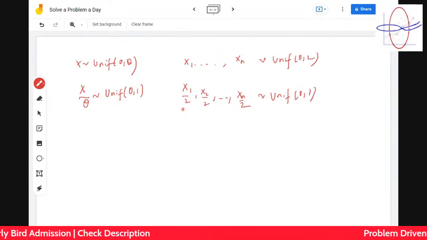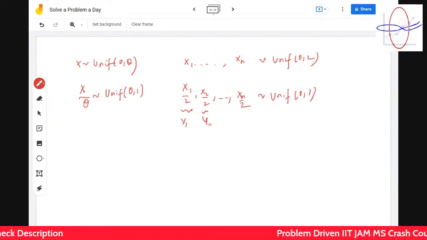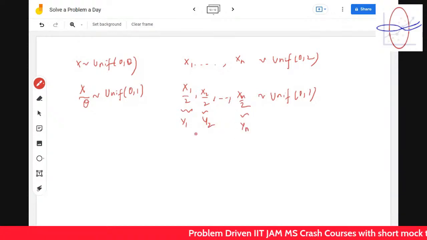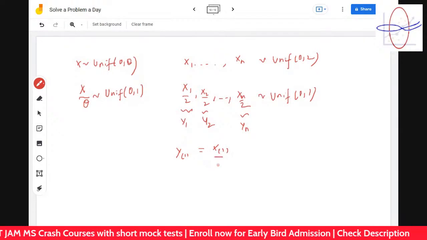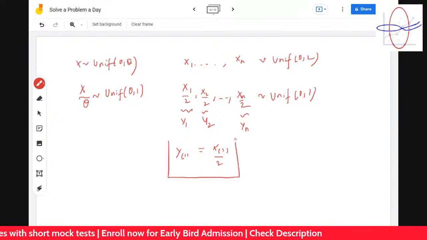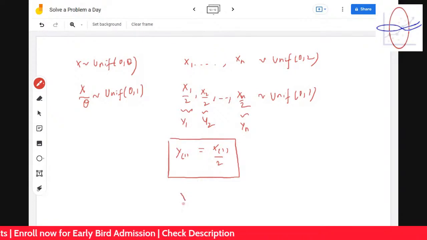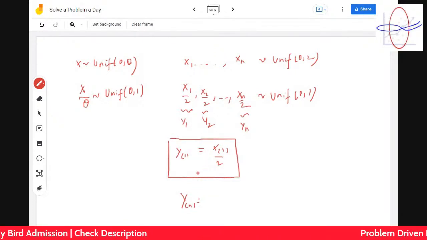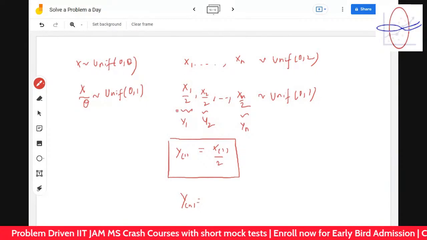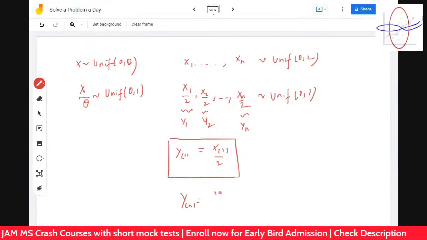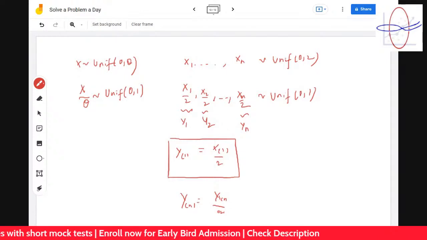If you call these Y1, Y2, ..., Yn, then the first order statistic of Yi is the first order statistic of X by 2. It's easily understandable: it's like taking a set of numbers, arranging them in increasing order, and then dividing by 2, so the arrangement remains the same. So Y order n is nothing but X order n by 2.